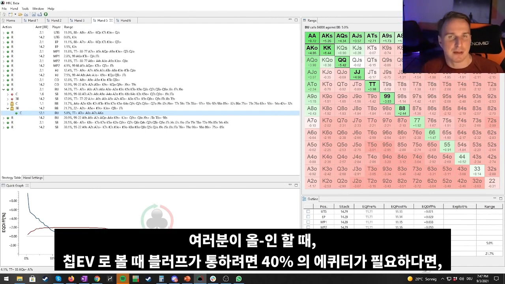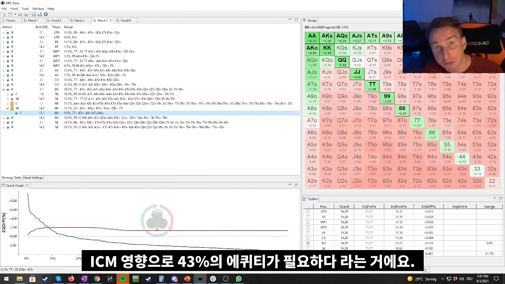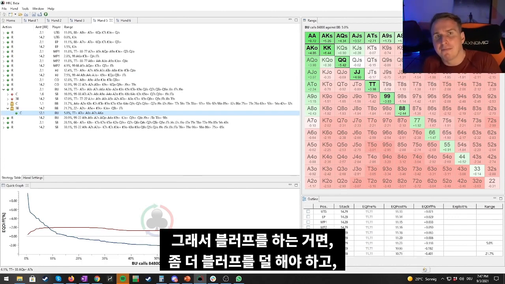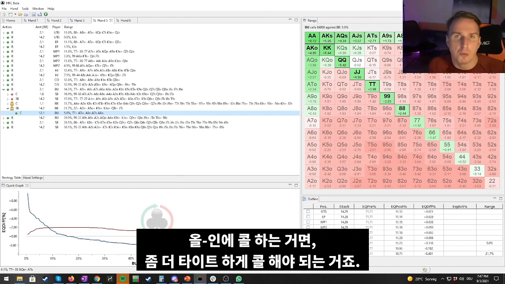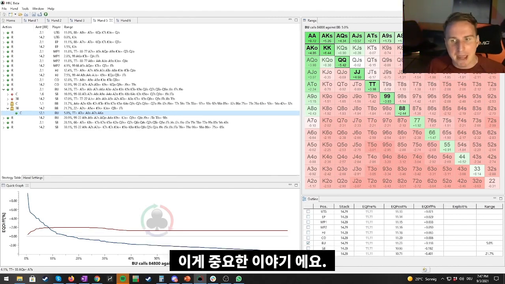Of course, something when you go all in yourself, in chip EV, let's say you need the bluff to work 40% of the time. Under ICM, it needs to work 43%. So for bluffing, you want to bluff a little bit less. For calling all-ins, you want to call a little bit tighter. That's the main description here.